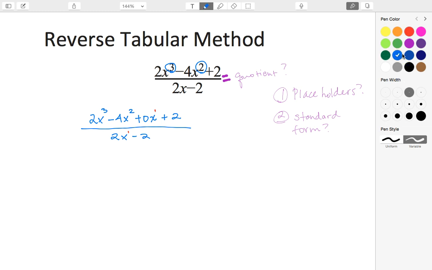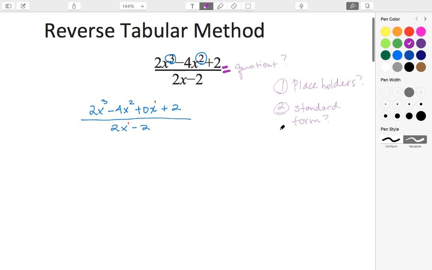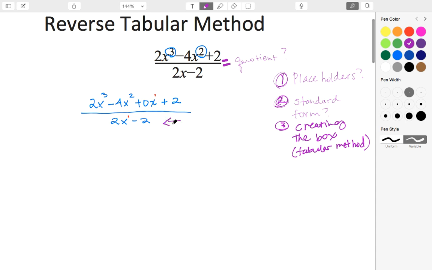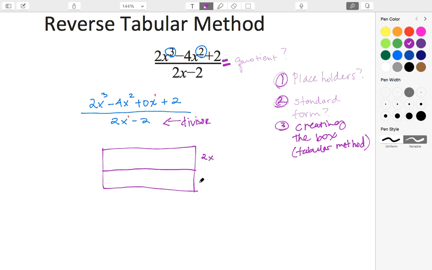moving on. So how do we create our box? So step 3 in this case is creating the box or tabular method, right? So this takes a bit of time, maybe for some of you, maybe some guessing and checking, but always your divisor tells you how many rows you have, right? So we have our divisor, so I'm going to create a box here. And this one ends up having 2 terms, 2x as a term, and then the minus 2, right, as a second term. So that's why we have 2 rows.